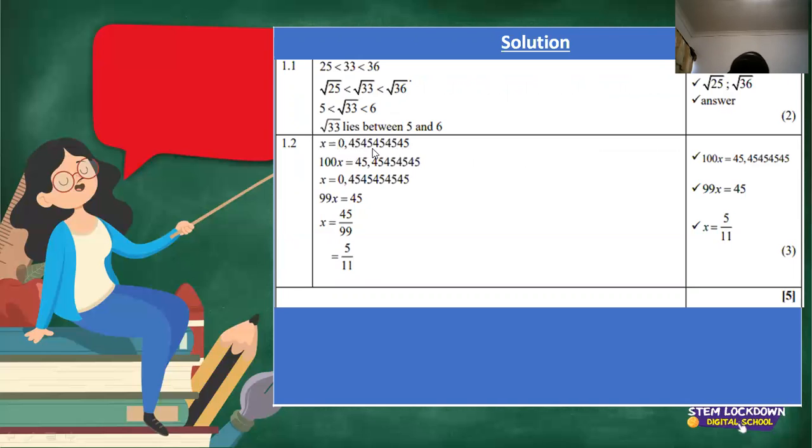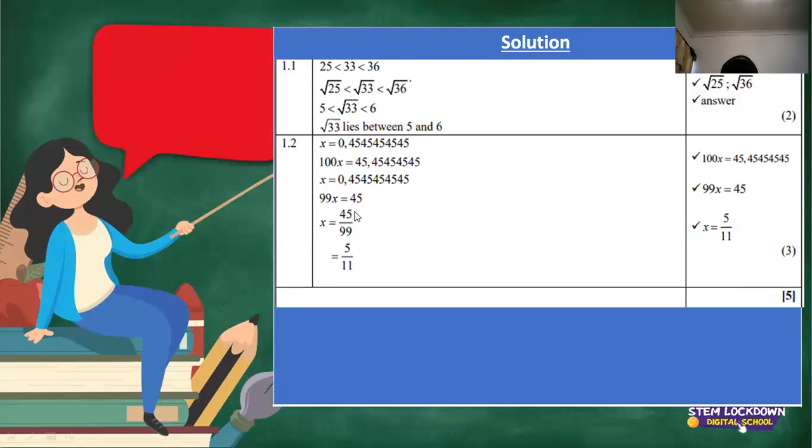Next, we multiply both sides by 100. So we're going to have 100x equals 45.4545. Then we rewrite the first step and subtract these two. 100x minus x will give you 99x. And 45.4545 minus 0.4545 gives you 45.